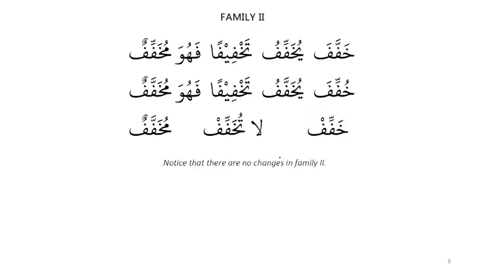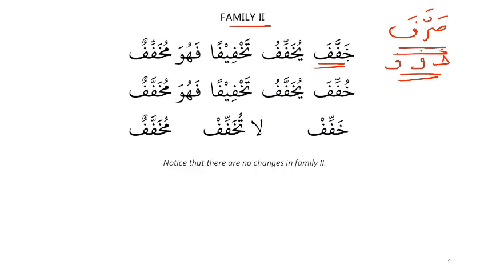Okay. There are two families that are exempted, and those two families were family 2. And in family 2, this was the sarrafa family. So sarrafa, yusarrifu, tasrifan. So khaffafa. What are the root letters here? Kha, fa, and fa. So if we put kha, fa, fa in the sarrafa form, it becomes khaffafa. So we've used the exact same rule with khaffafa that we use with sarrafa or allama, right? No difference. So there are no changes to family 3, even though it is a mudaf scenario.